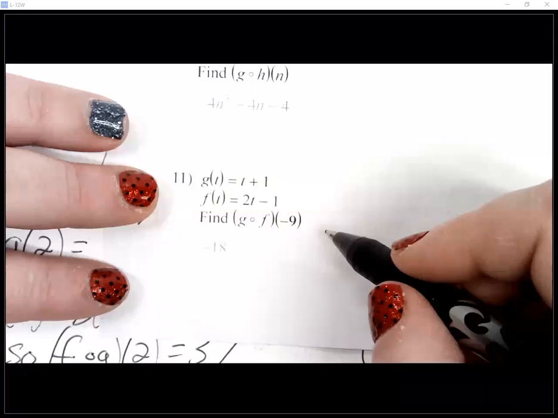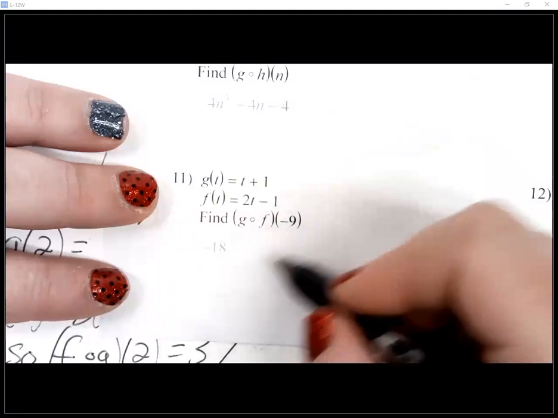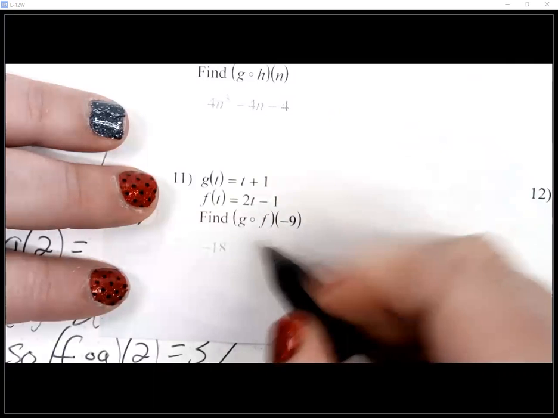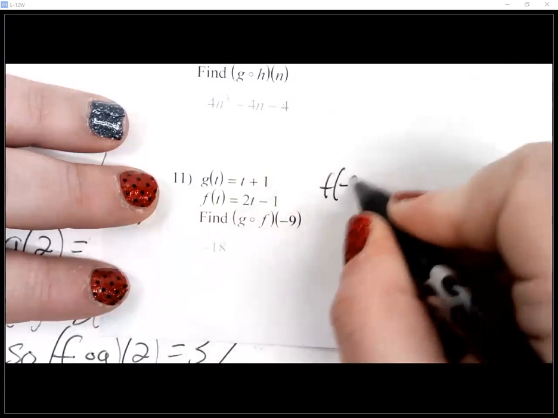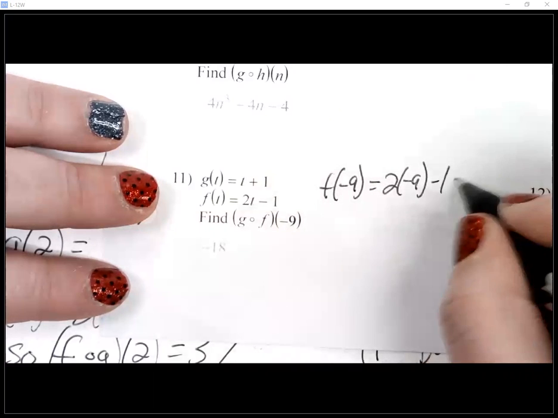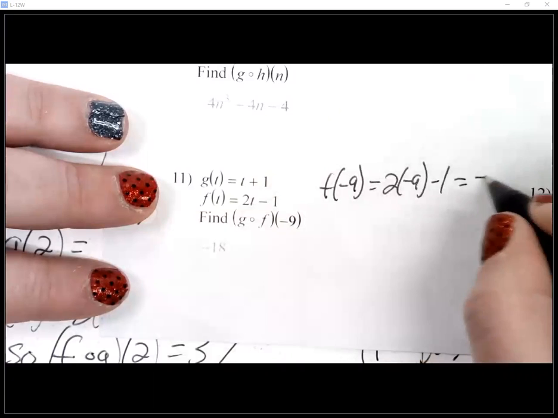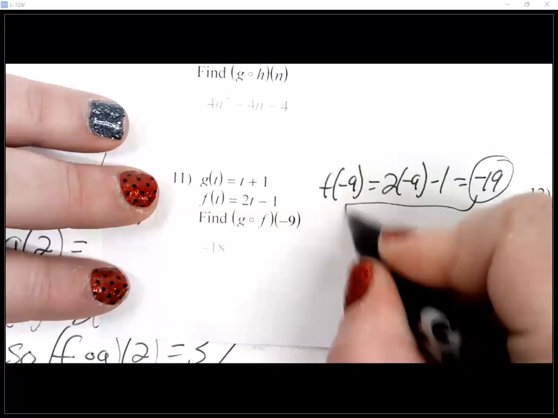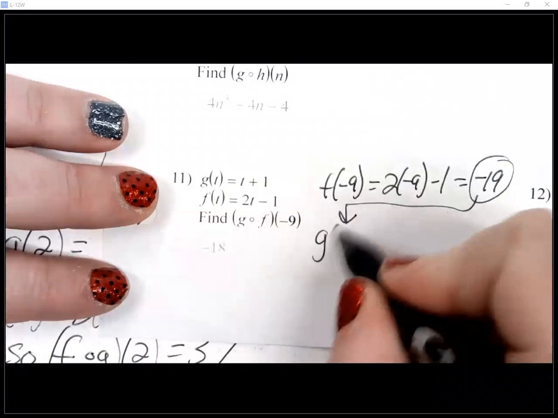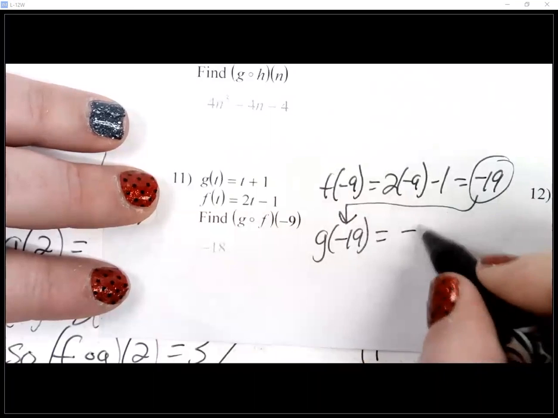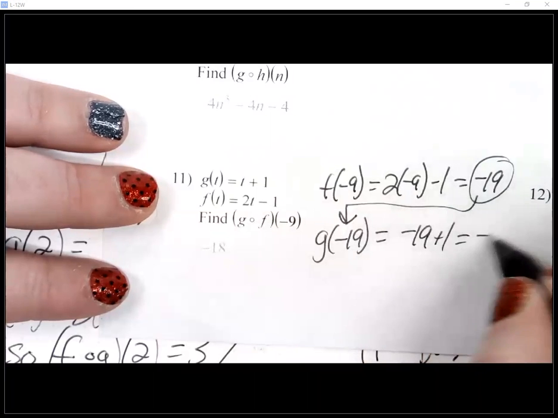All right, so if I'm gonna do this one, I'm gonna take -9 and I'm gonna plug it into the f. So I'd find f of -9 first. So that'd be 2 times -9 minus 1, or -18 minus 1 is -19. Now I take that answer and I'm gonna plug it into the g. So I'm gonna do g of -19. So that would be -19 plus 1, and that's how we land at -18 for a final answer.